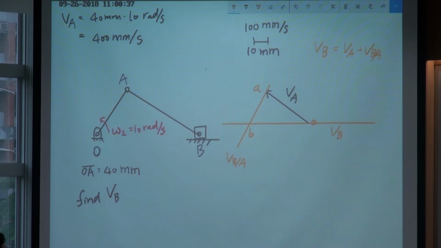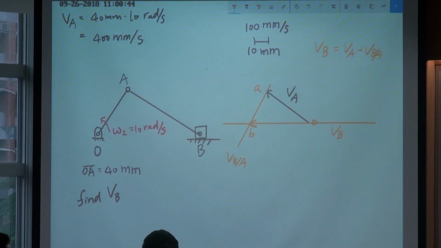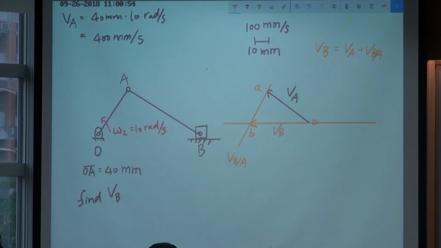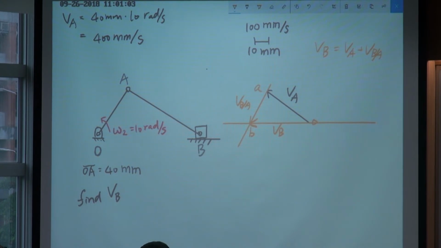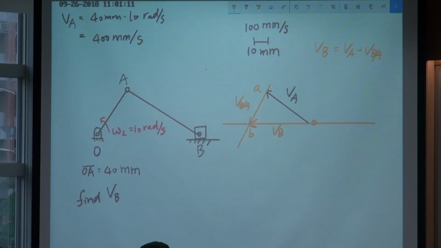Once we get the point B, I know VB is pointing from the origin to point B. So it must be this one. This is VB. This is VBA, pointing from point A to point B. So we've done the analysis.